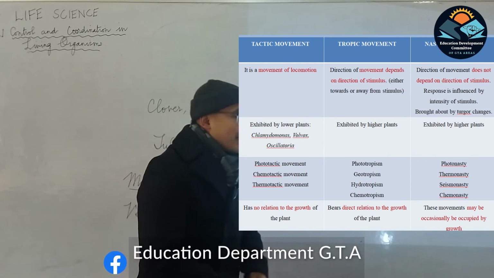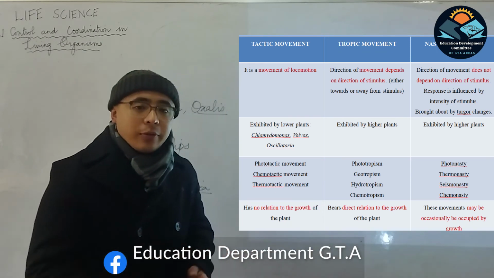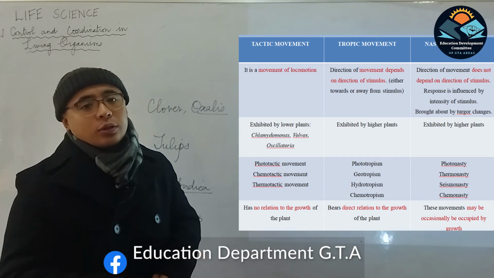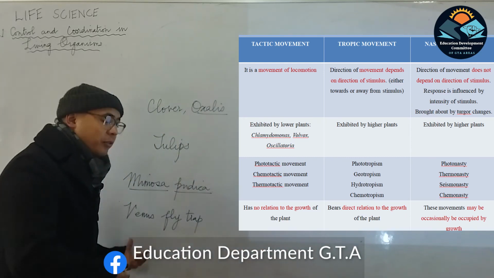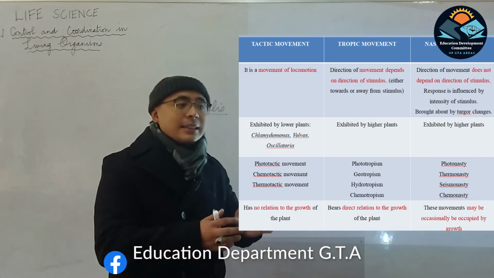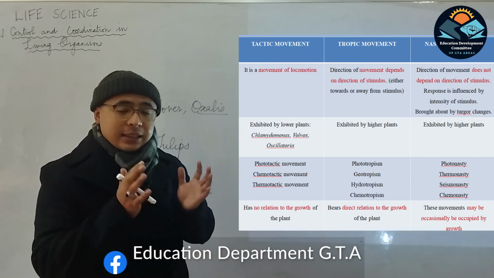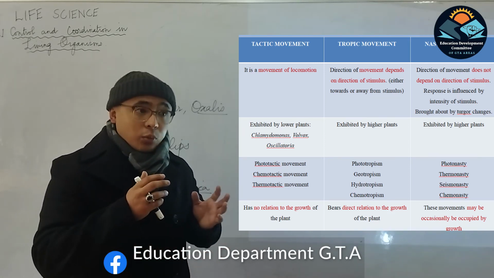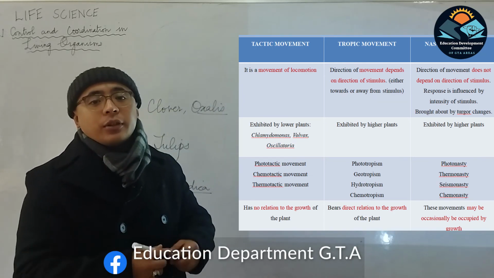And the last type of Nastic movement that we are going to discuss is Chemonasty, which is a Nastic movement exhibited by plants in response to different types of chemicals. The example here would be the Venus flytrap. The Venus flytrap has its leaves in the form of a leaf blade. This leaf blade is sensitive to different types of chemicals which are present naturally on the bodies of different insects.